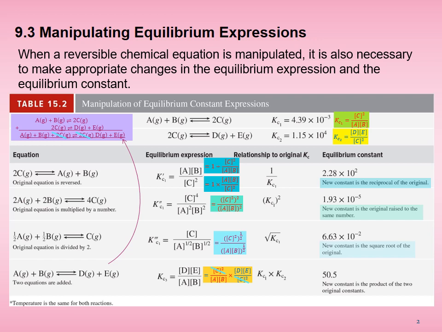Thus, in general, multiplying any original reversible equation throughout by some factor x causes the new constant to be the original constant raised to that same factor of x. Adding two original reversible equations leads to the new constant being the original constants multiplied by each other.